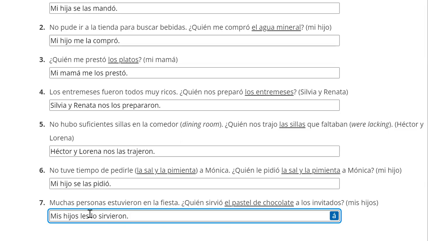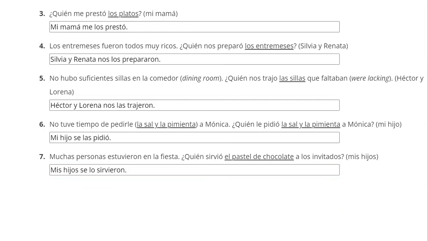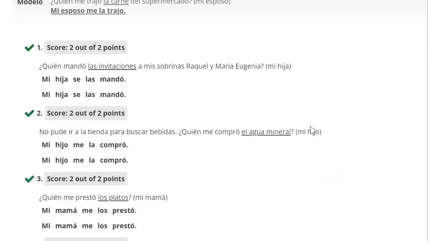And then again, hopefully you're recognizing the fact that we've got a double L, les, lo. That's a no-no in Spanish, so we change les to se. So here's an example of where we have a plural indirect object pronoun, but we still just use the word se. Okay, now let's just check our work, make sure we did okay. I feel pretty confident about this.